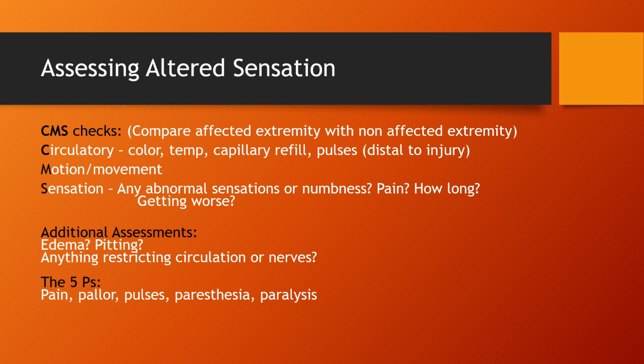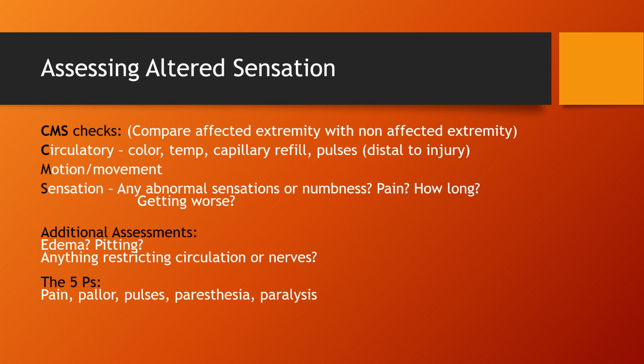When assessing for altered sensation, I like to think in terms of CMS checks: C standing for circulatory, M for motion or movement, and S for sensation. And again, you're going to want to compare the affected extremity with the non-affected extremity to see if there are any differences. In circulatory, you're going to look for 4 things in particular: the color, the temperature, capillary refill, which should be less than 3 seconds, and the presence and strength of the pulses distal to the injury.